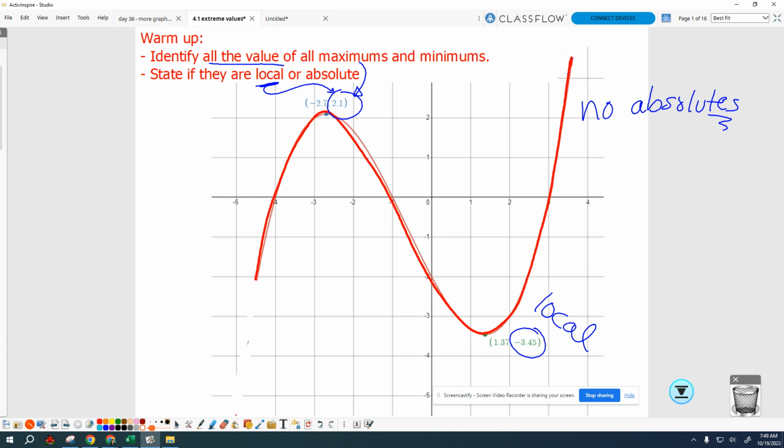So if I change my graph and I chop it off, now do I have an absolute maximum? Yeah, it would be whatever this y value is. Do I have an absolute minimum? Yes, it would be this negative 3.45. What is this guy? This is the end point.